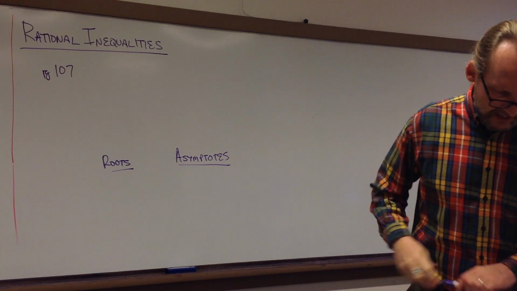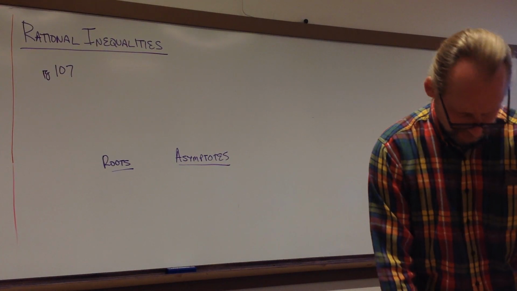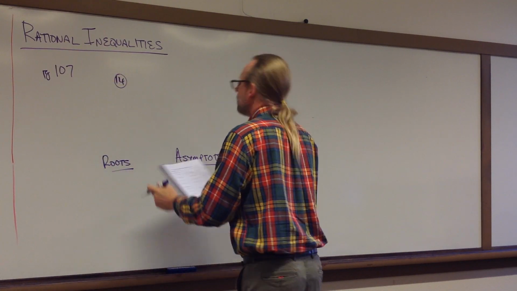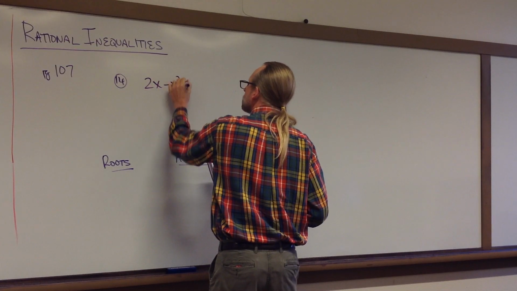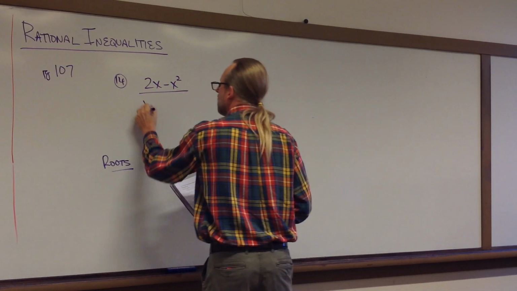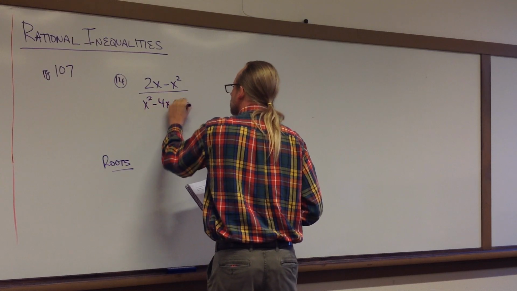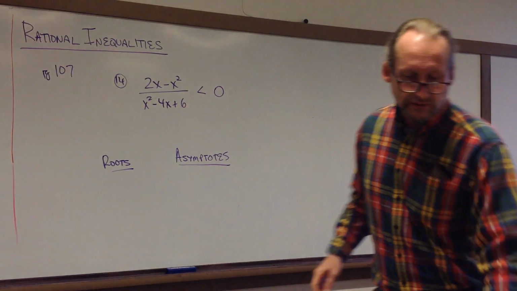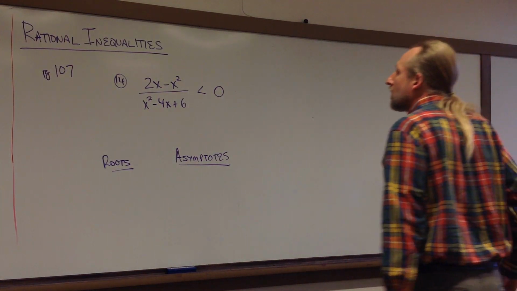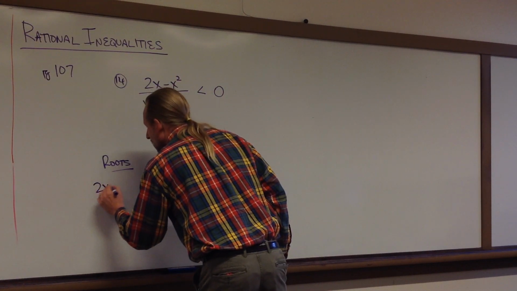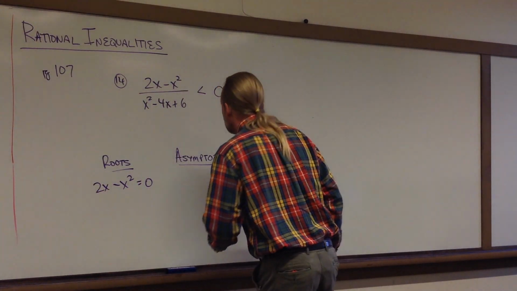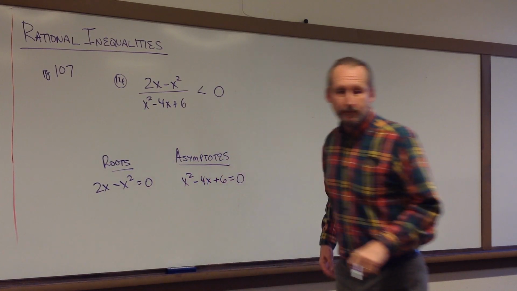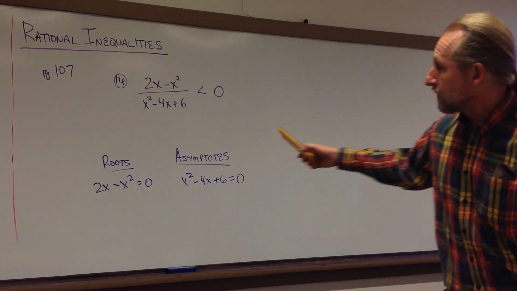Number 14. So there we've got 2x minus x squared on top and x squared minus 4x plus 6 on the bottom. And we want to know where is that going to be less than 0. Okay, so the roots are what make the numerator be 0, and the asymptotes make the denominator 0. So let's do the asymptotes first here.